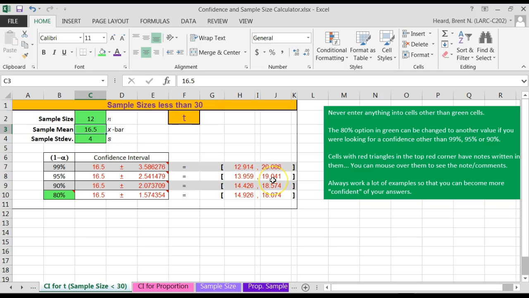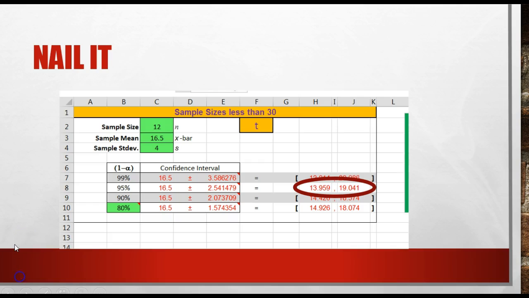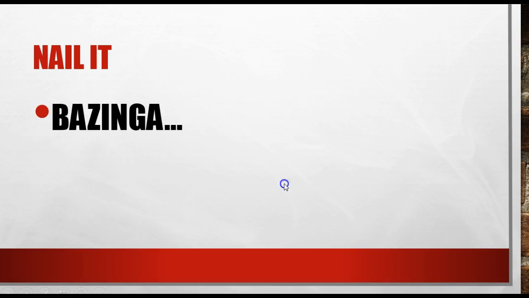13.959 to 19.041. If I need to round that to two decimals, it would be 13.96 to 19.04. So I have my answer. If I need to round it to one decimal place or two decimal places, hopefully we are very capable of rounding that confidence interval. And we're very capable of saying, bazinga.